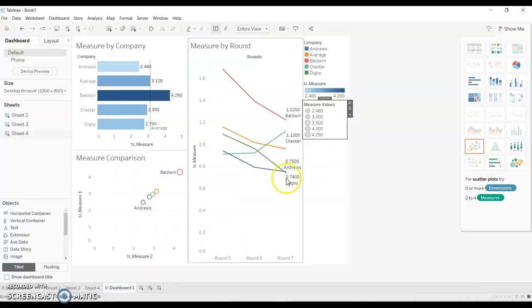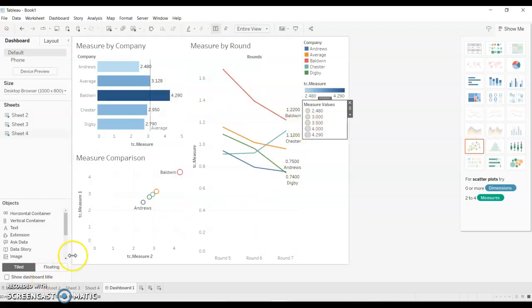To the dashboard, we can look at a couple of things. We can measure it all together, which the dashboard will show you, just as I said, how Baldwin was ahead of all the other companies, and the average was almost the second team on each of these things. So as we can see, round 5, 6, and round 7, Baldwin was the most competitive company.